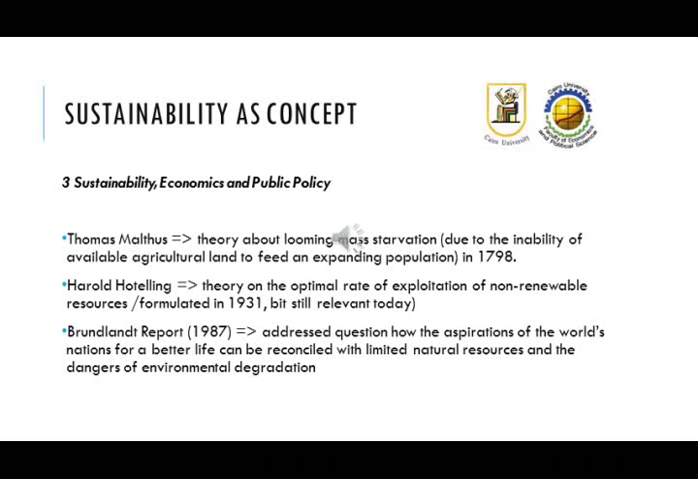When you think further, however, after all, the scarcity of resources is a central issue of both economics and political economy. And it is also a crucial issue, as we just saw, when we talk about sustainability. A famous example from the economic sphere is the work of Thomas Malthus, who published his theory about looming mass starvation due to the inability of available agricultural land to feed an expanding population in 1798. Again, quite a long time ago.